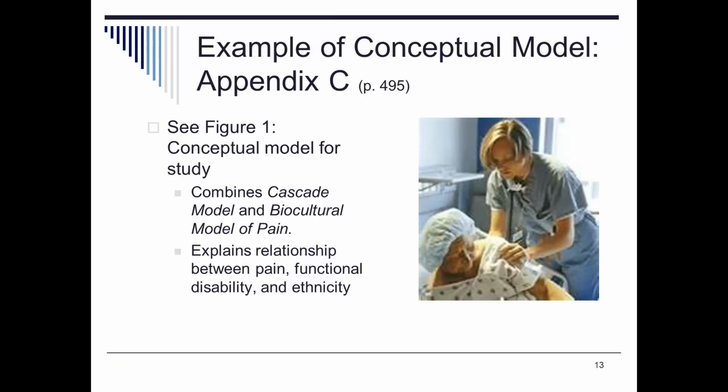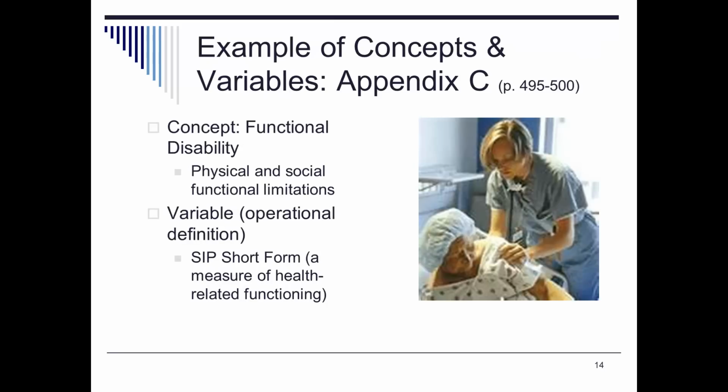So I want to get more specific, and that's related to being able to define not only the concepts, but how they relate to each other and how we're going to study them. Functional disability, what does that really mean? Are we talking about physical and social functioning limits? Probably, but we need to define that when we're doing a tool. An operational definition might be to use the SIP, a short form about health-related functioning, and that can help measure it.